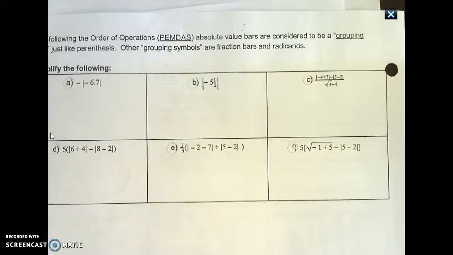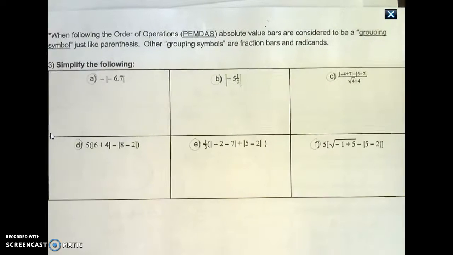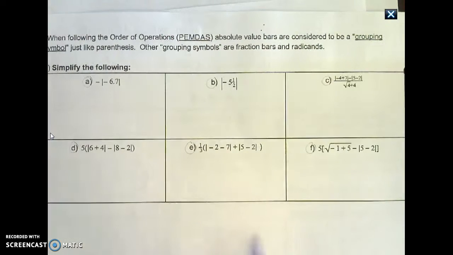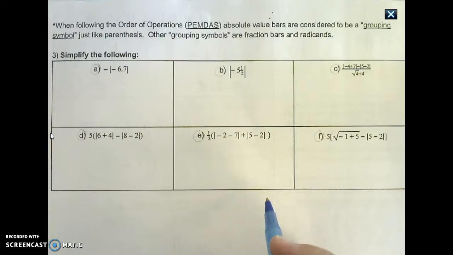So we're going to take a look here. It says when following order of operations, the absolute value bars are considered to be a grouping. So absolute value is basically parentheses. So let's take a look at the following, okay? We should be able to get most of these done. I'm going to show you how to do some of these in the calculator as well.